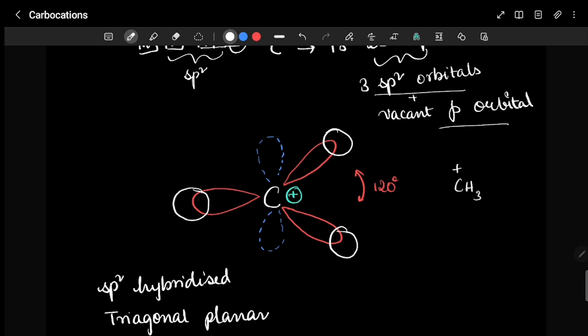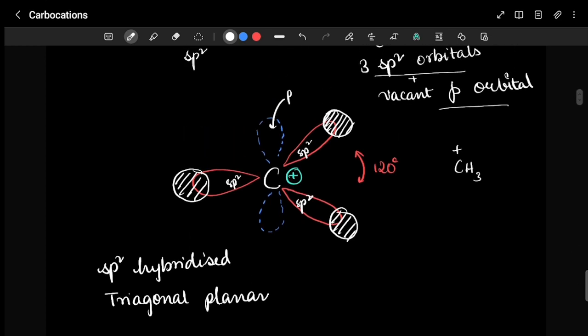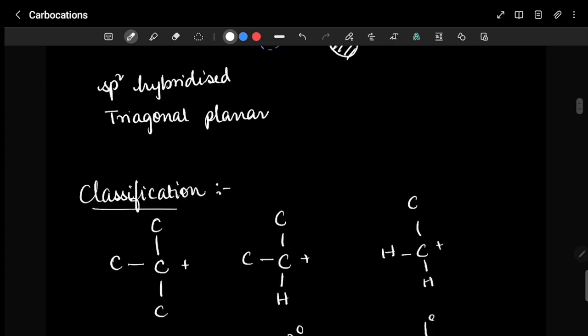This is the CH3 plus structure. Now the carbon has three sp2 hybridized orbitals, which are represented using the red color here, and it has an empty p orbital. Then these are the overlapping of hydrogen. Hydrogen is an s orbital, right? The hydrogen comes and overlaps the sp2 orbital, so CH3. We can clearly see it is sp2 hybridized, which means trigonal planar, and then the p orbital is going to be like this. It is sp2 hybridized and it's going to be trigonal planar.